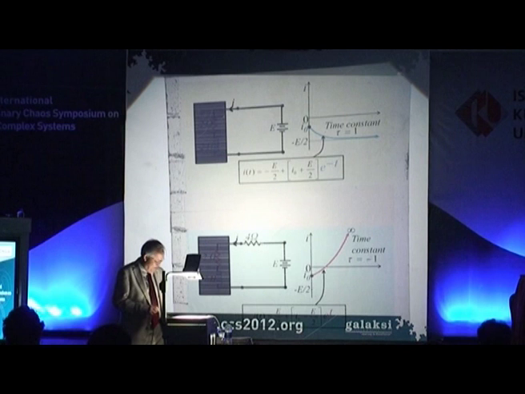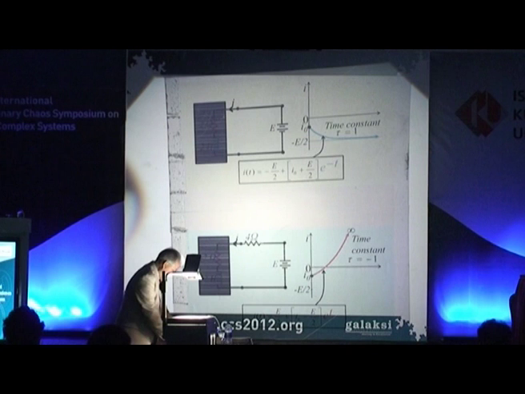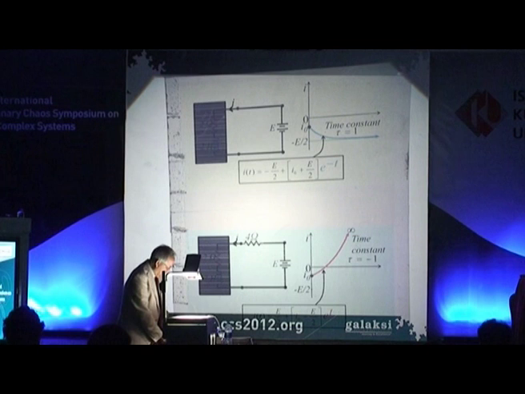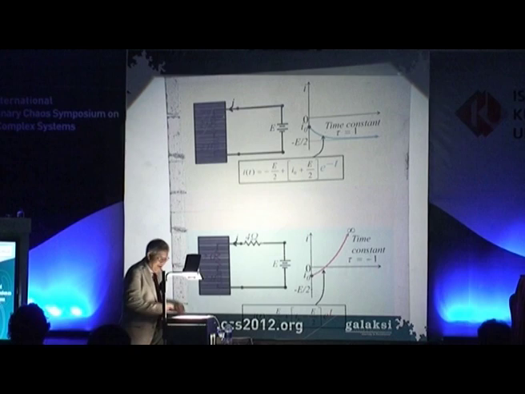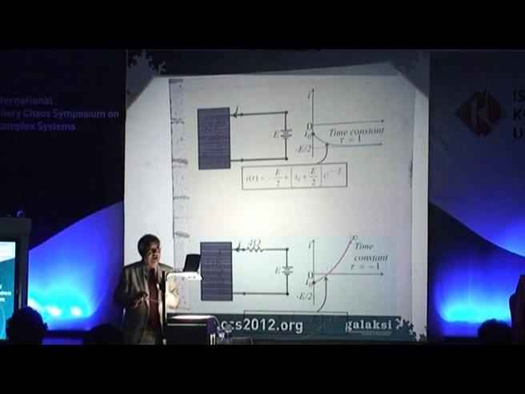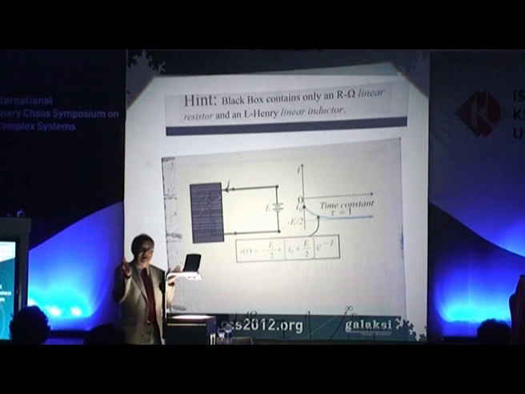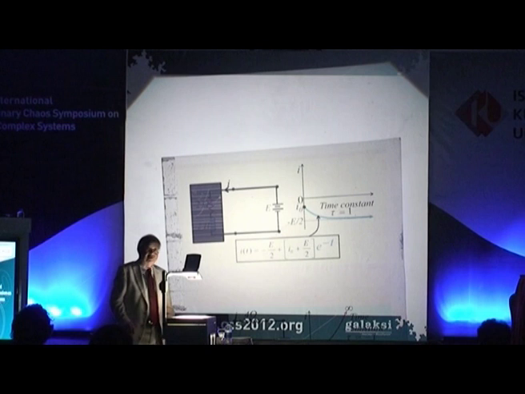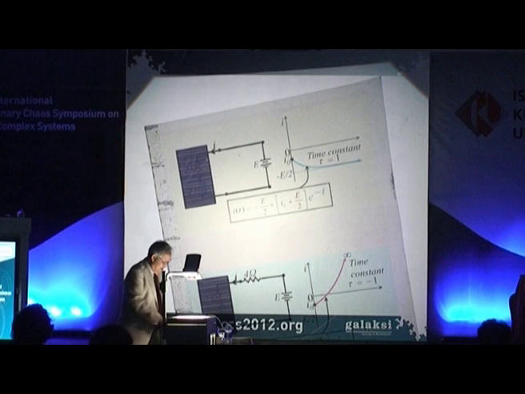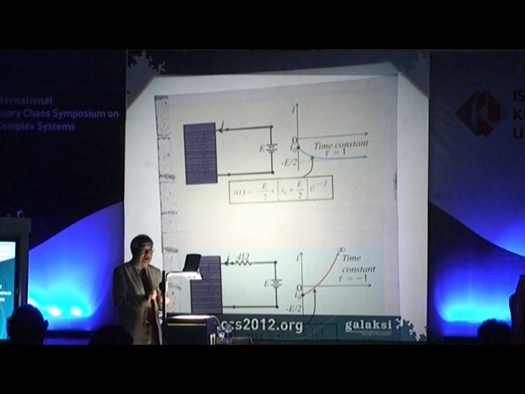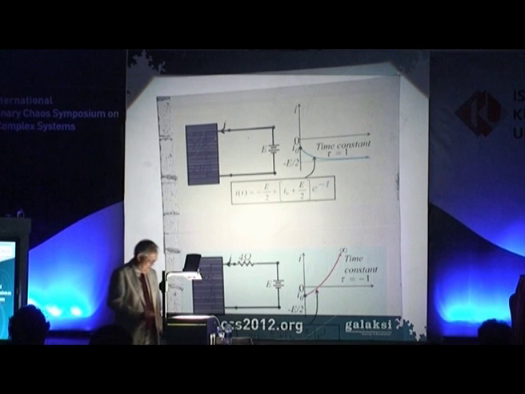In fact, just to give you a hint, I will tell you that this circuit inside is actually very simple. It has only two circuit elements, only two. And I will tell you what they are. It has a linear resistor of certain R ohms, and an inductor of certain L. That's all. One resistor, one inductor. But if you choose the values properly, this is what will happen. And later on, we'll come back to this, because the reason why this strange behavior happens is precisely because of the edge of chaos.